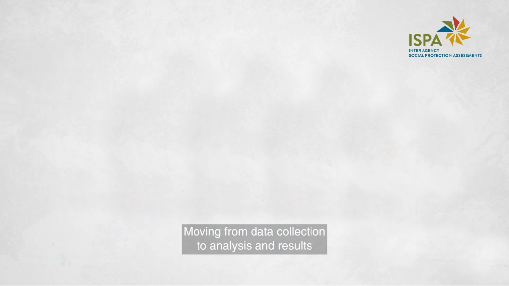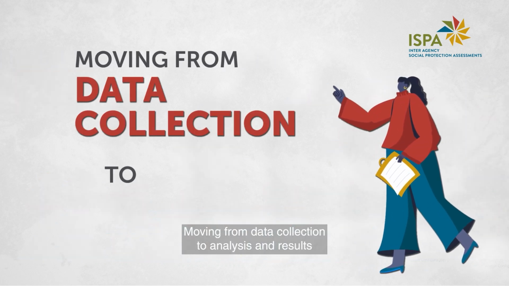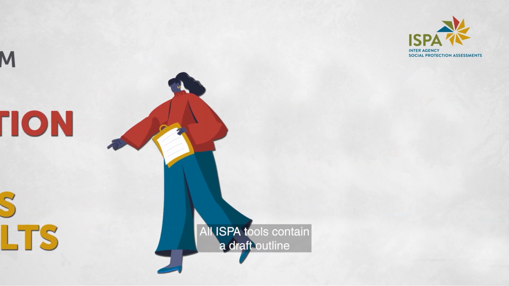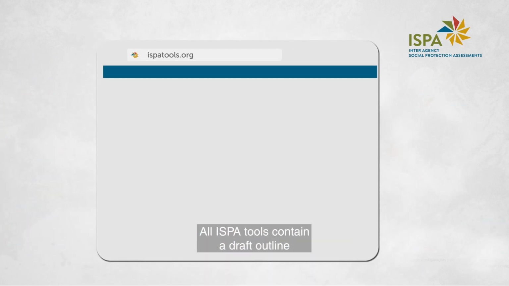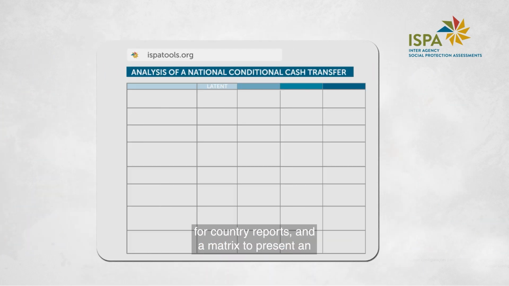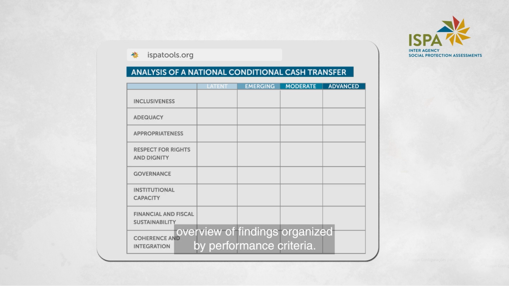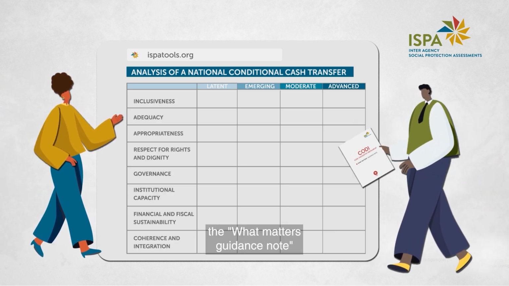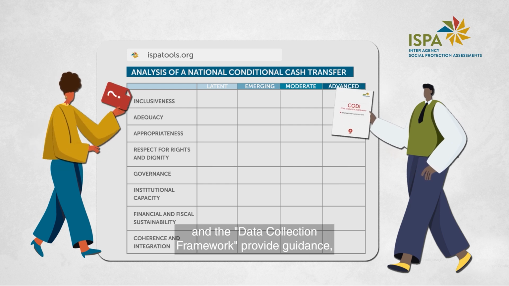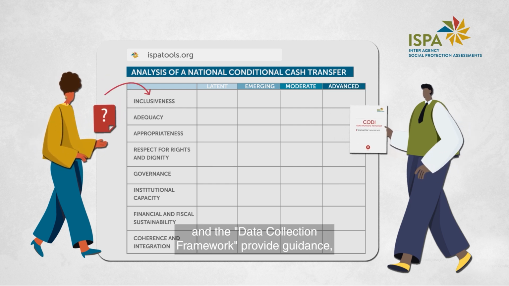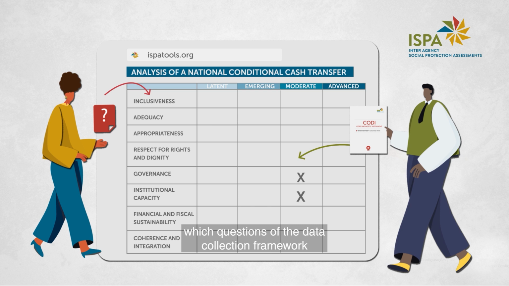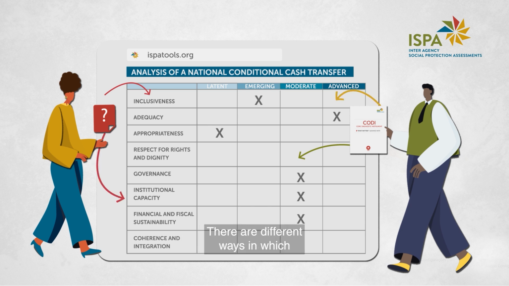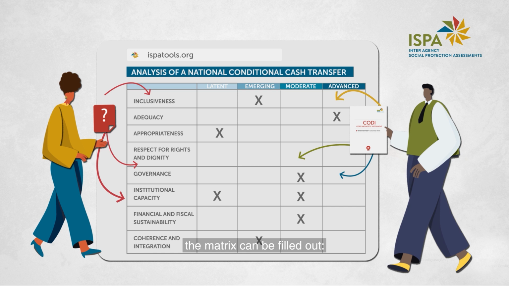Moving from data collection to analysis and result. All ISPA tools contain a draft outline for country reports and a matrix to present an overview of findings organized by performance criteria. For each tool, the What Matters guidance note and the data collection framework provide guidance. Which questions of the data collection framework speak to which performance criteria? There are different ways in which the matrix can be filled out.